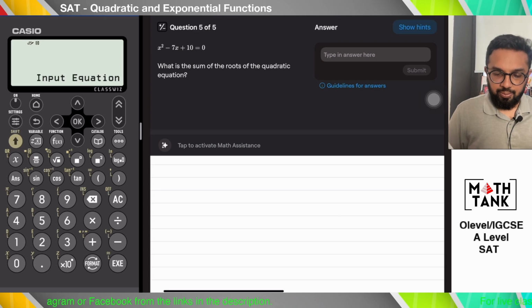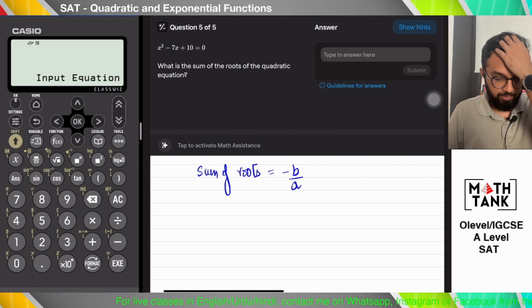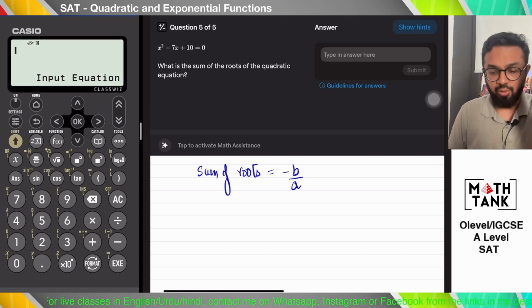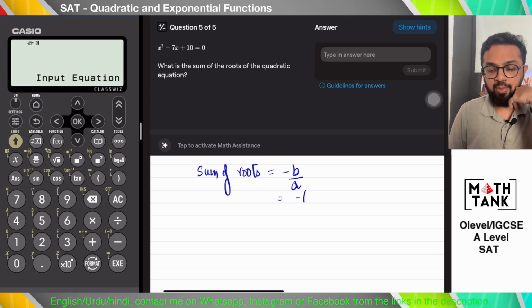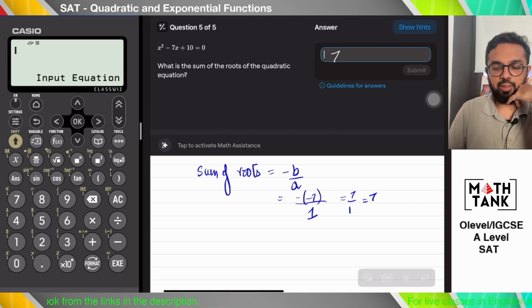What is the sum of the roots of the quadratic equation? Now remember that the sum of roots has the formula minus b over a. You don't need to find the roots. You will probably not be able to find them in a lot of cases. This question is easy, so you may be able to do it, but minus b over a gives you 7 over 1, which is 7. So that's the formula for the sum of roots that you should remember.